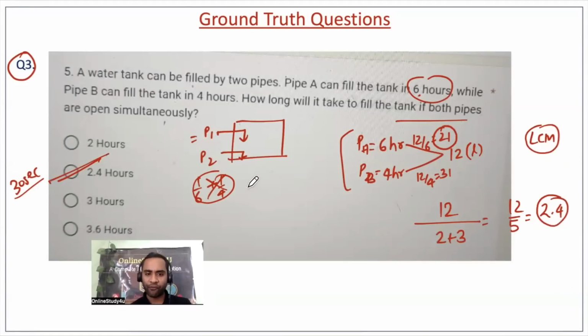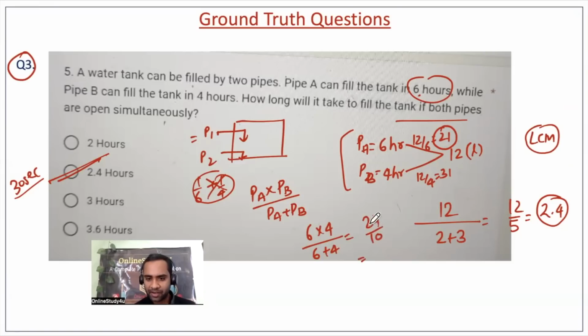Now many of you might use this formula. So PA into PB divided by PA plus PB. So this formula also you can use here. 6 into 4 divided by 6 plus 4. So 24 by 10, that is nothing but 12 by 5, right? So 12 by 5 is nothing but 2.4 hours.